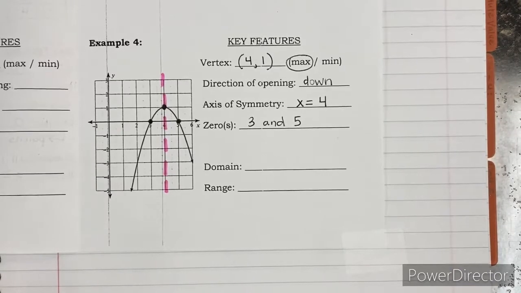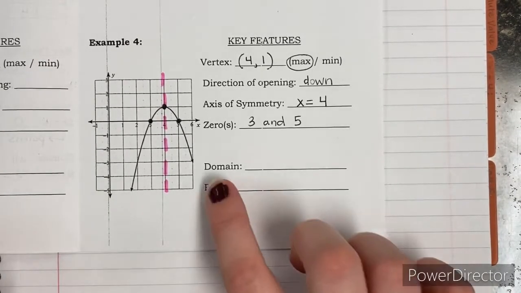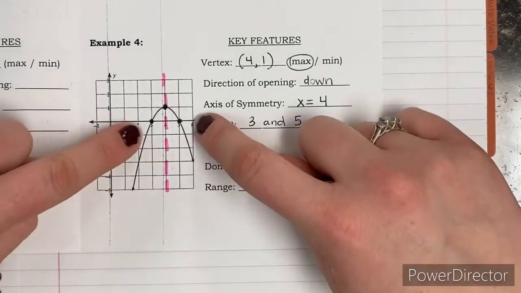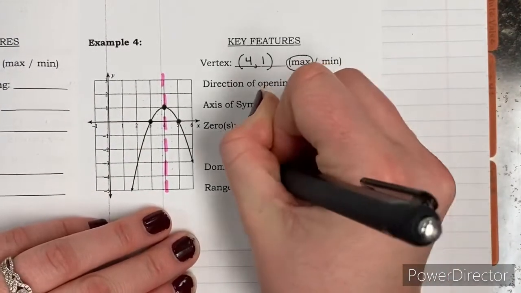Okay? Last two things, we got domain and range. So the domain, that's left and right, and this graph continues out forever, left and right. So it's going to be all real numbers.